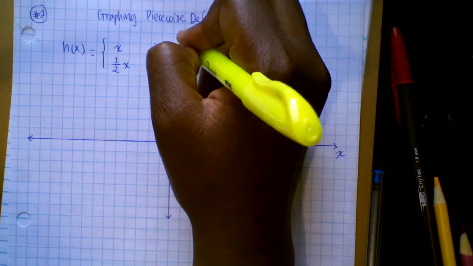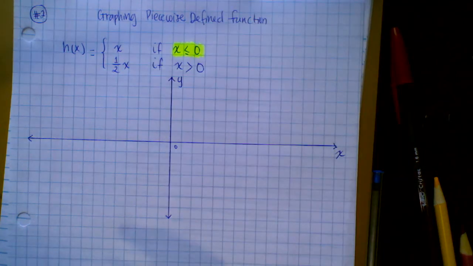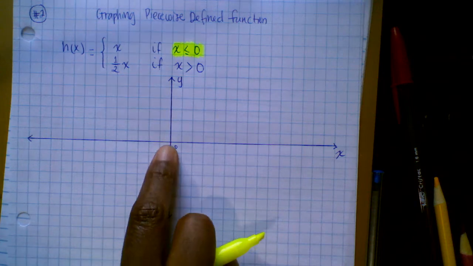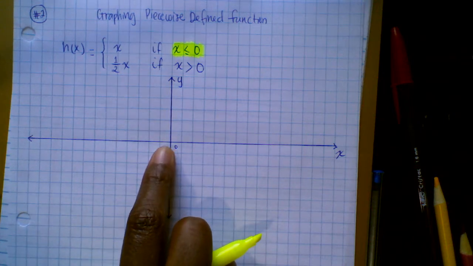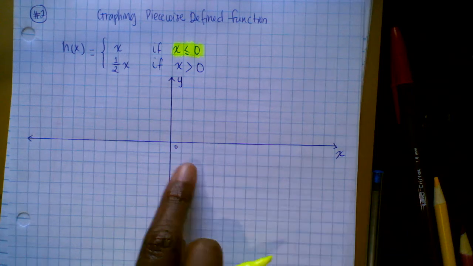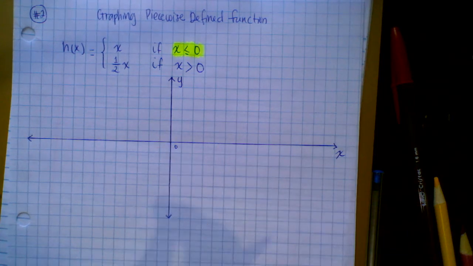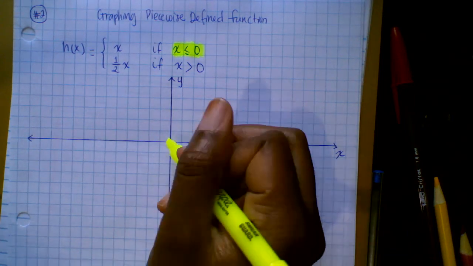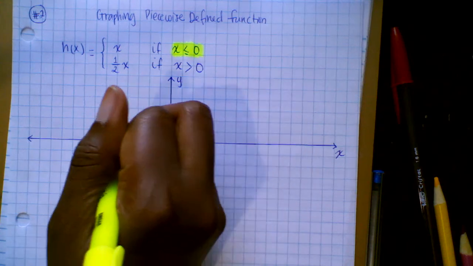So let me highlight that. On the x-axis, what are the numbers that are less than or equal to 0? This is 0. Am I going to shade the axis on the left of 0 or on the right of 0? Remember, you want all the numbers less than or equal to 0. And you're correct, it has to be on the left side of 0.